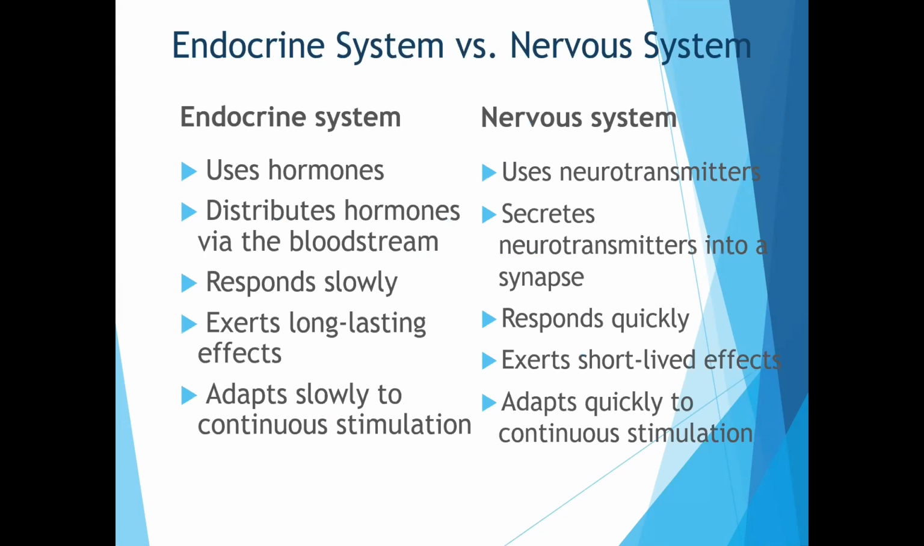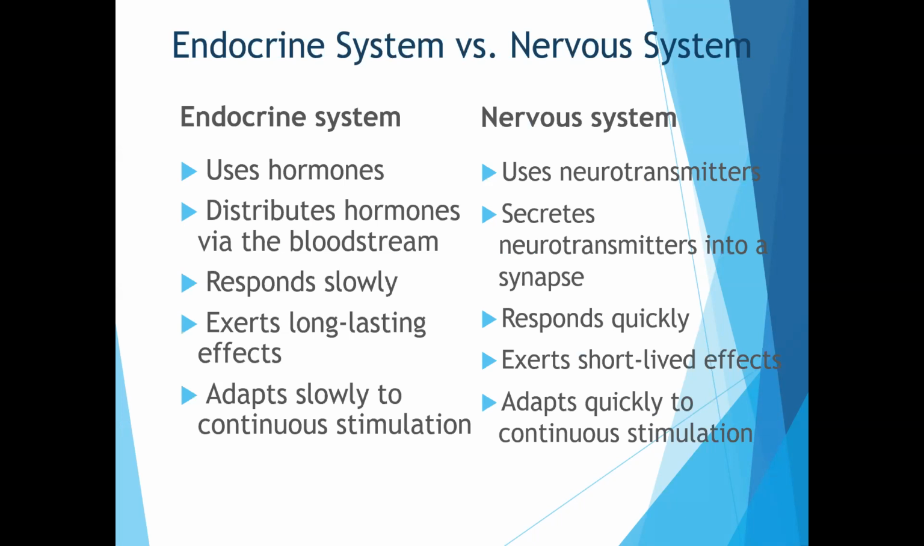So the endocrine system uses hormones, which are secreted by a variety of glands. The nervous system uses neurotransmitters. So these hormones pass within the bloodstream. That's how they're distributed throughout the body. Whereas our neurotransmitters are secreted into a synapse, like we talked about previously.